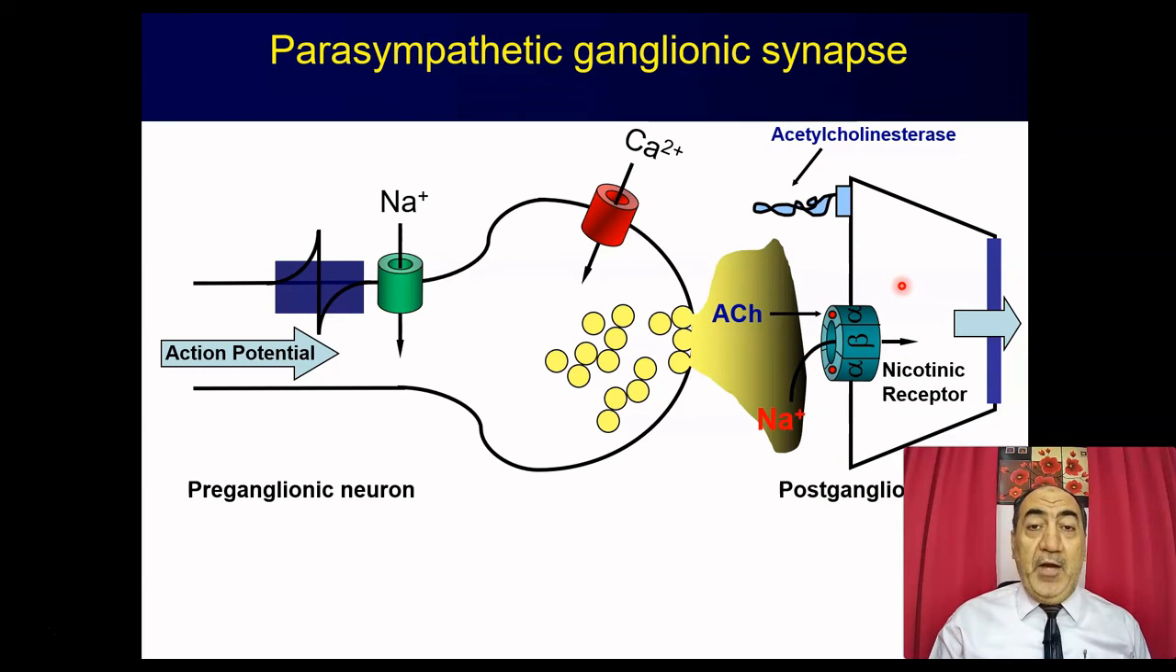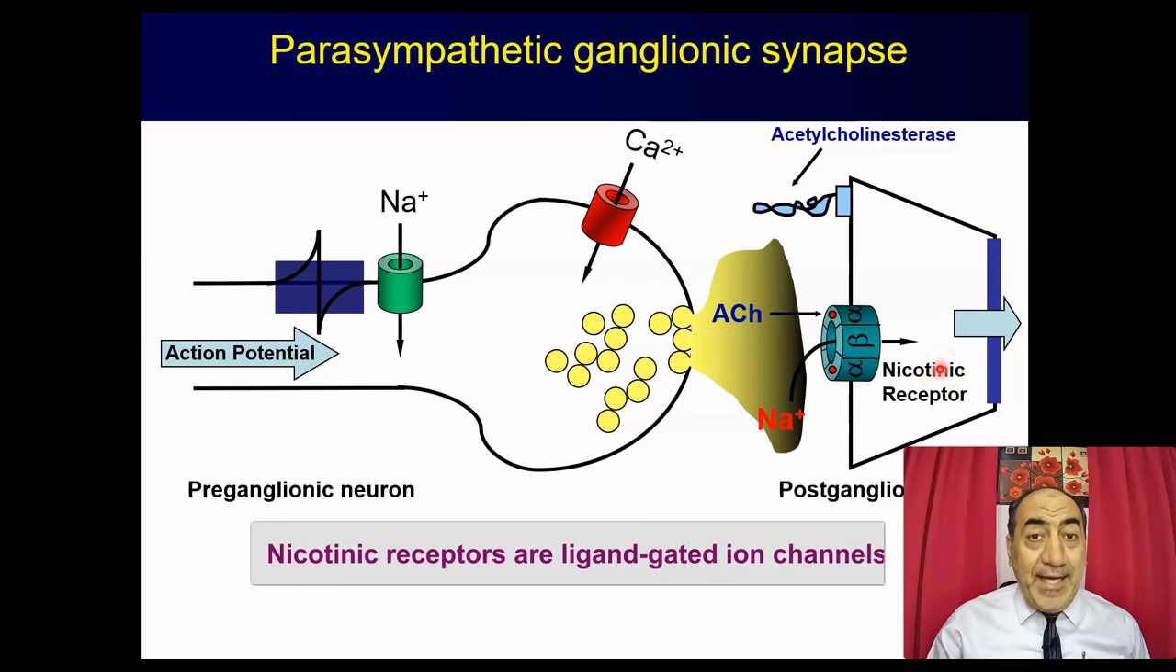Nicotinic receptors are which kind of receptors? We mentioned before there are 4 types: ligand-gated ion channels, G protein coupled receptors, kinase linked receptors, and nuclear receptors. We discussed in detail 2 of them, ligand-gated ion channels and G protein coupled receptors. Which type are nicotinic receptors? Yes, ligand-gated ion channels. Please review the receptor pharmacology lecture. So acetylcholine binds to this nicotinic receptor, a ligand-gated ion channel.